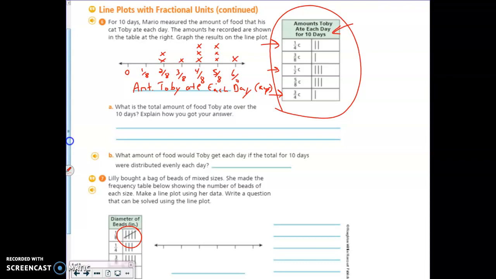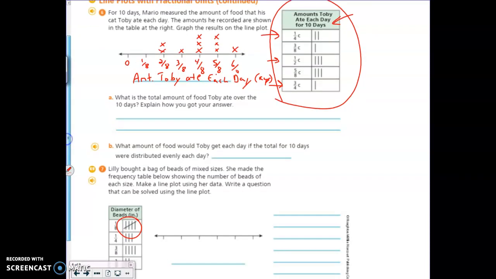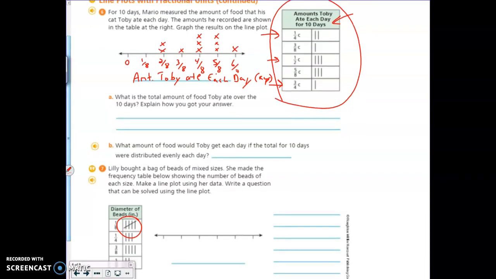Now, here again are some of the questions we can answer from that line chart down below here in A and B. It says, what is the total amount of food that Toby ate over the 10 days? Okay, so this is where using the line plot with the actual consistent denominator is going to make our lives a little easier, because now we've actually already created our common denominators, and we don't need to go all the way back to the fourths and the halves and those numbers. We can just go right from the eighths that we have in our line plot.